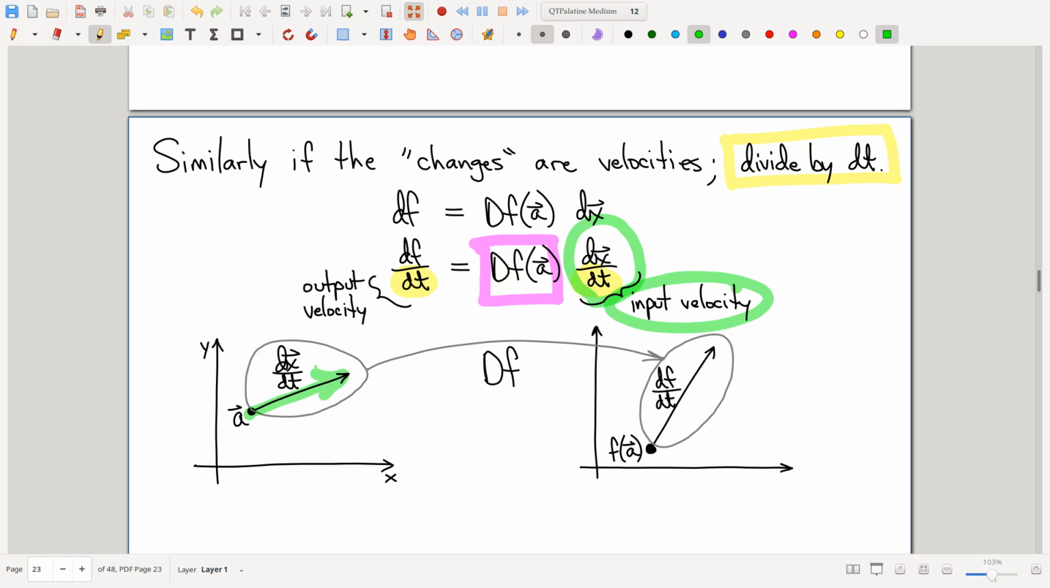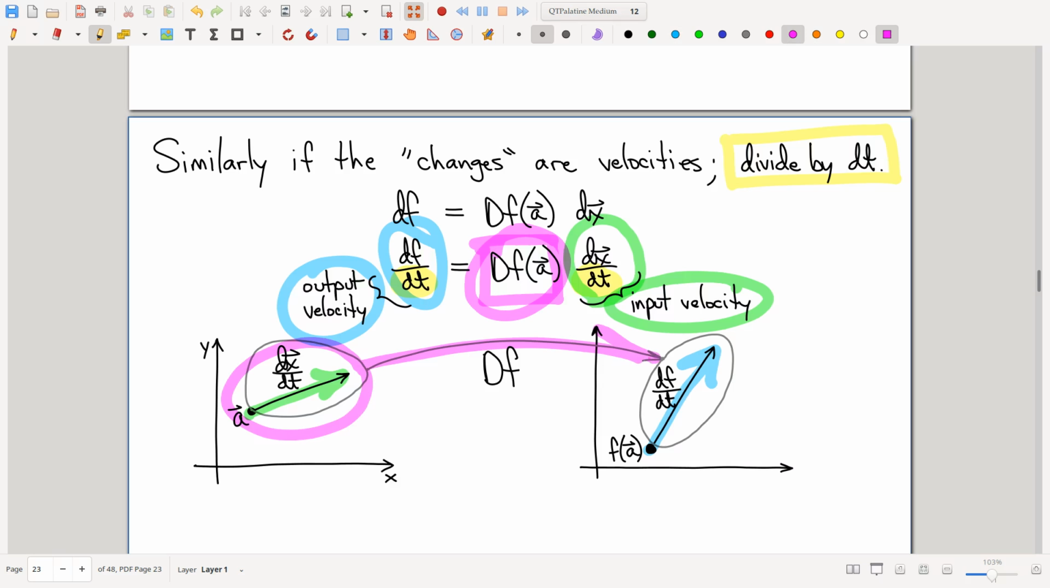And then on the right, again, a rate of change, a derivative, also a velocity. That represents the velocity of movement in the target. And so an alternative interpretation of the DF matrix is, rather than thinking of it as turning input differentials into output differentials, you can think of it as turning input velocities into output velocities. And to be totally honest, this is my preferred way to think about it.